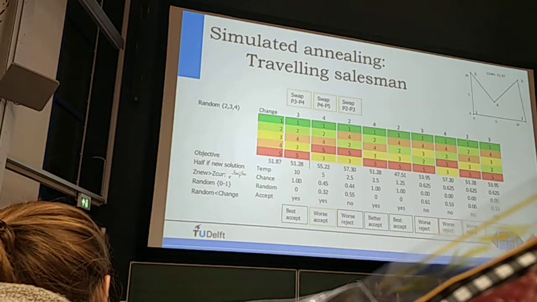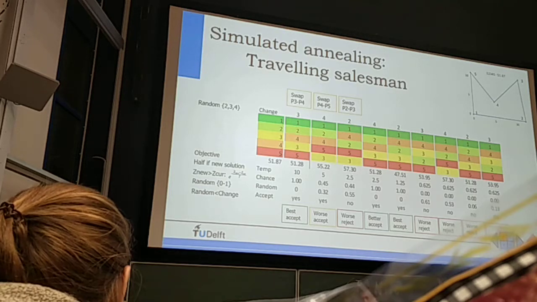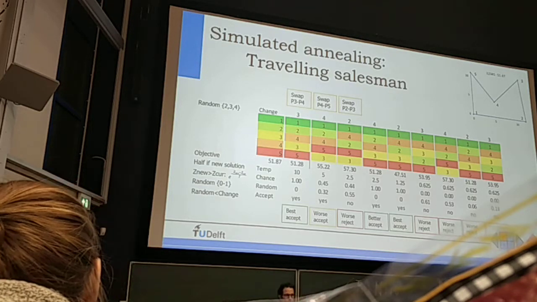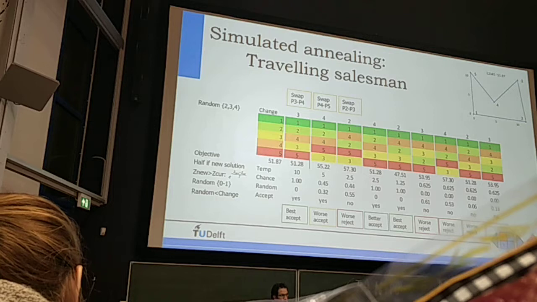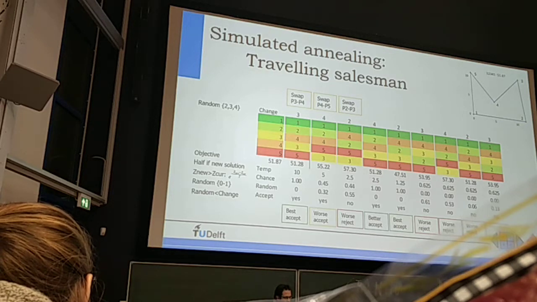So in this case, we're using actually 2 random numbers. First of all, we're randomly picking a change, and we're randomly picking a number to determine if that change is worse, if we'll accept it or not. So we're picking 2 random numbers.